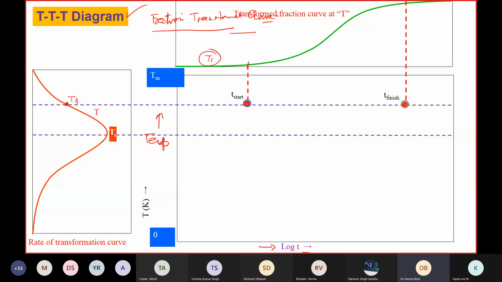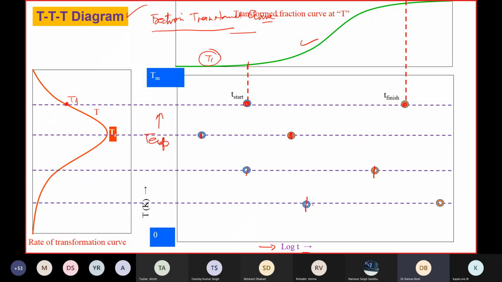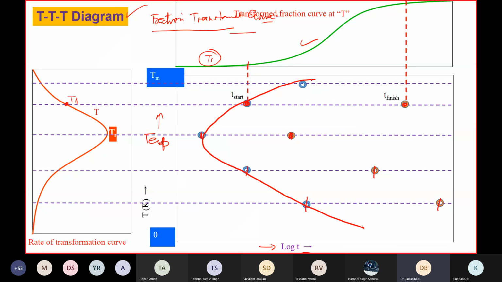Similarly, at a different temperature, we plot another similar S-shaped curve. When I do that, it gives me the point of start of transformation and the end of transformation. We keep on doing that, and then I plot again the start of transformation and end of transformation. Then again the start and the end. And once I have done that, we can join these points. The start points are all joined, and then we join the end points. So I get two C-shaped curves.